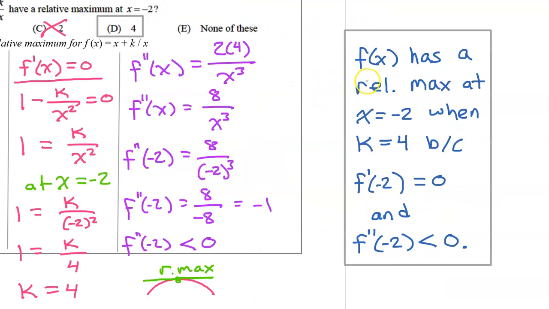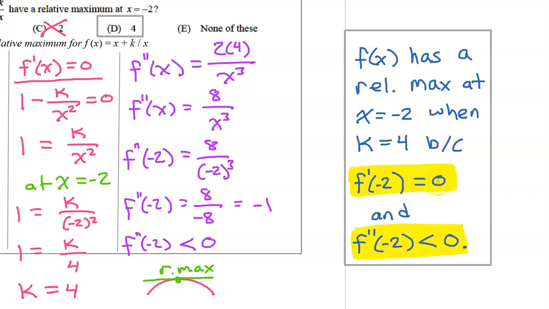By the way, if this had been a free response question, this is how we would have summarized and justified our answer. F of x has a relative max at x equals negative 2 when k equals 4 because f prime at negative 2 is equal to 0 and f double prime at negative 2 is negative. Notice that if you want to use the second derivative test to justify a relative max, you actually need both of these facts.